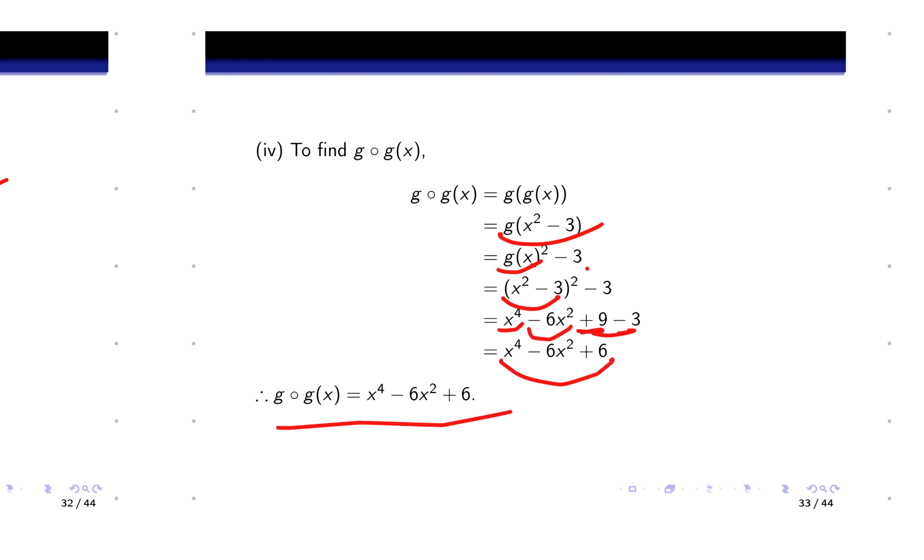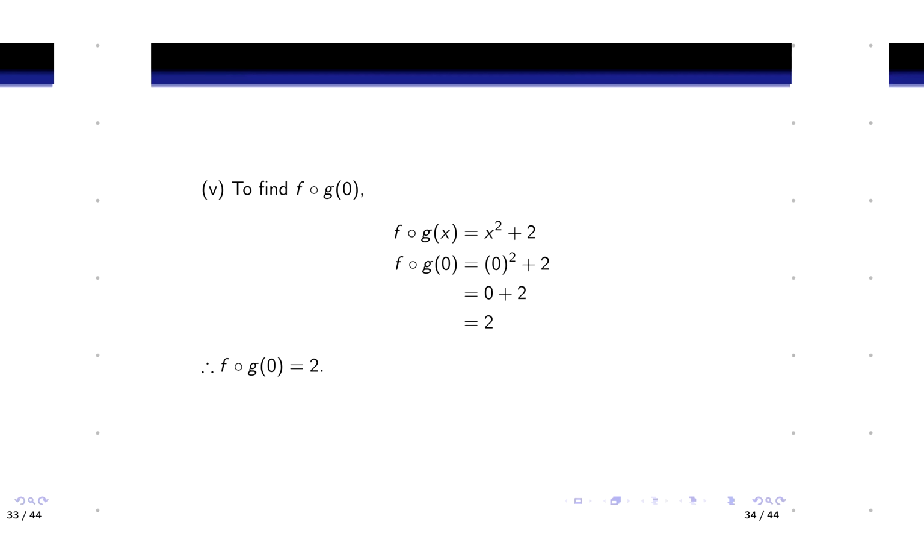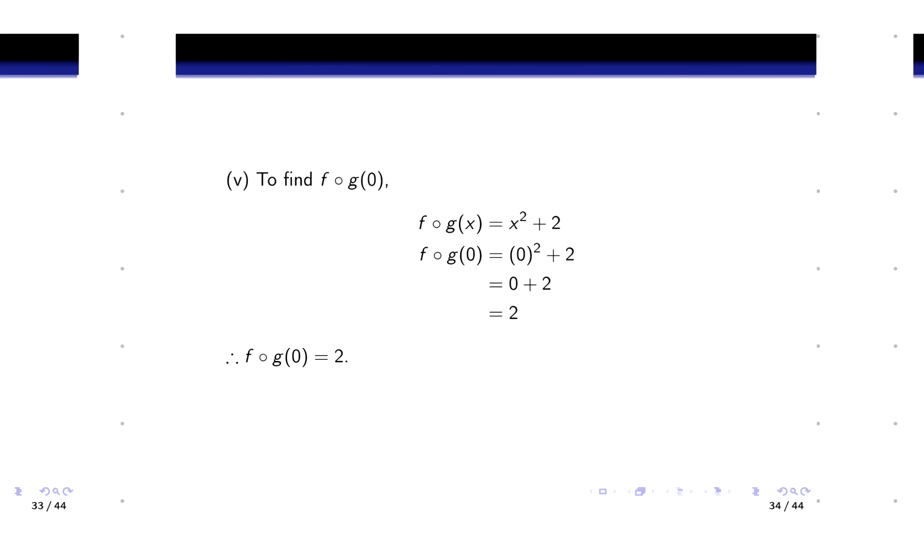So we have f of g of 0. Now what this means is once you have put g inside f, then put 0 for x. We found f of g of x before to be x squared plus 2. So f of g of 0 is simply put 0 for x and evaluate. So you have 0 squared plus 2. That's 0 plus 2, and the answer is 2. So f of g of 0 is 2.